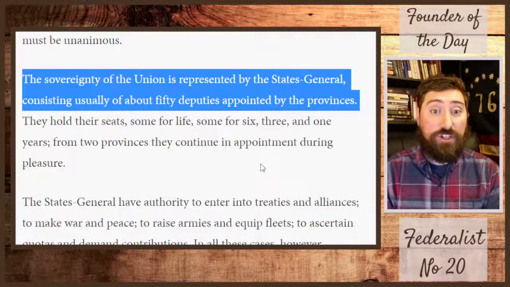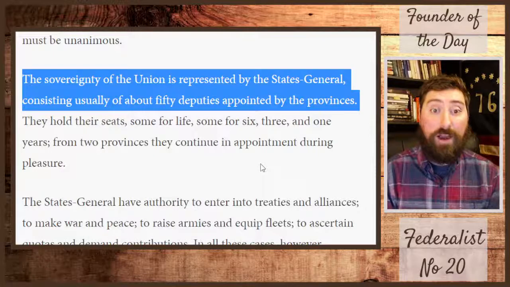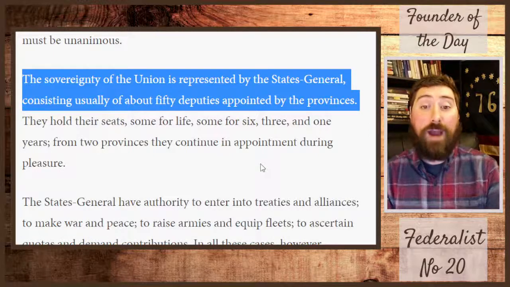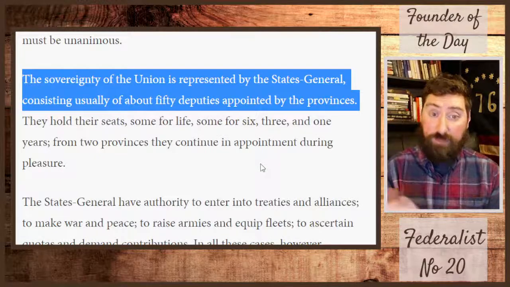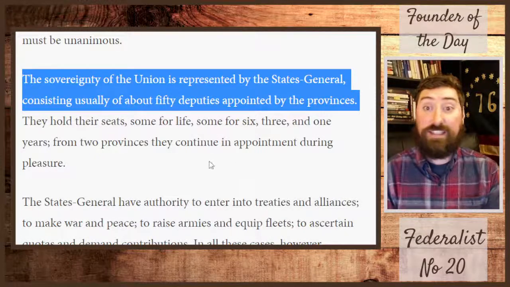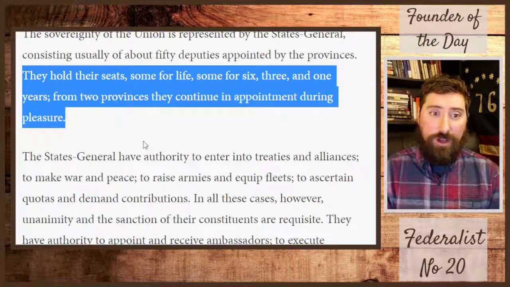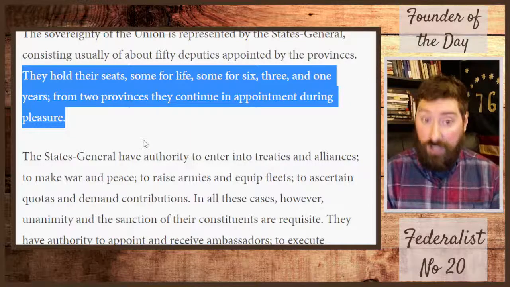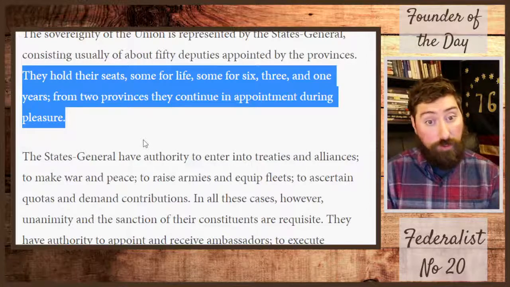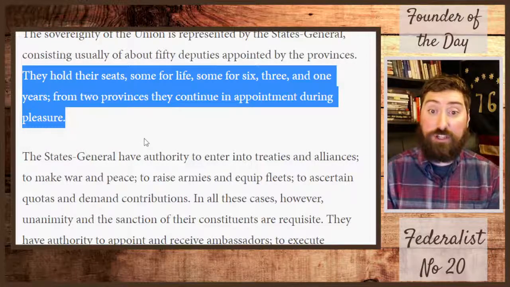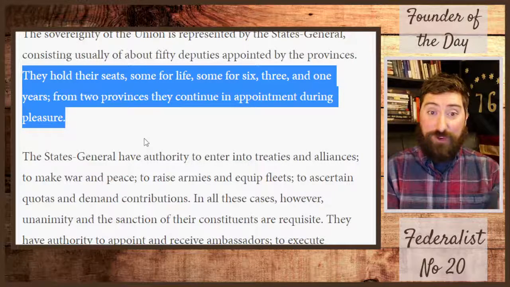The sovereignty of the Union is represented by the States General, consisting usually of about 50 deputies appointed by the provinces. So each province or state of the Netherlands gets to appoint a handful of deputies that goes to the States General, the top legislature, if you will. They hold their seats, some for life, some for 6, 3, and 1 years. From 2 provinces, they continue in appointment during pleasure. So, they all hold different amounts of time.